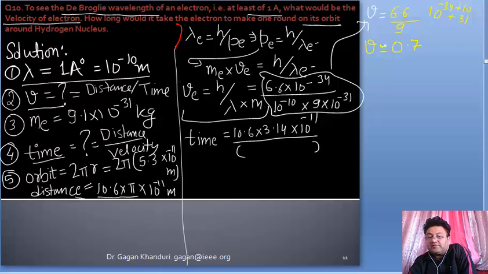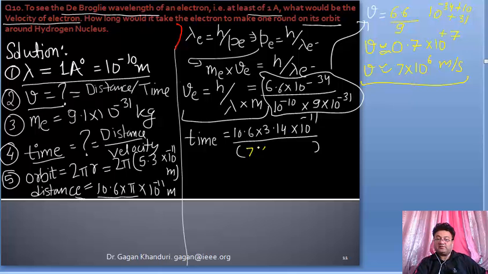This is an approximate answer. You can calculate it exactly with your calculator. And the power is 10 raised to power minus 34 plus 31 is minus 3, and plus 10 is plus 7. So this velocity has come out to be about 7 into 10 raised to power 6 meters per second. So 7 million meters per second. Now we are going to put it here.